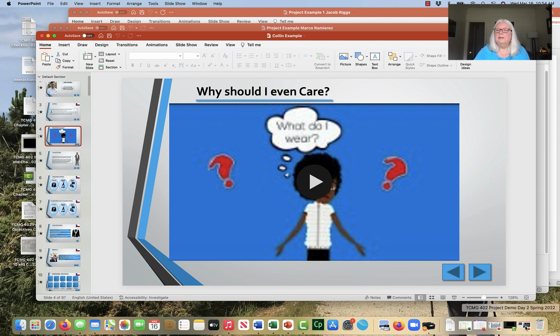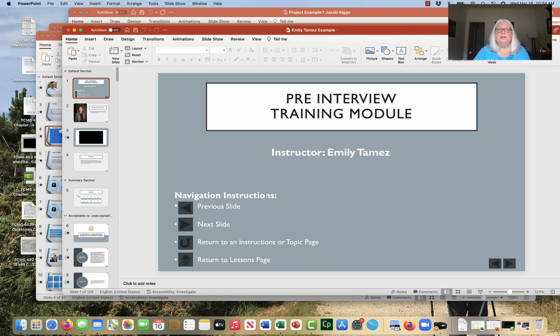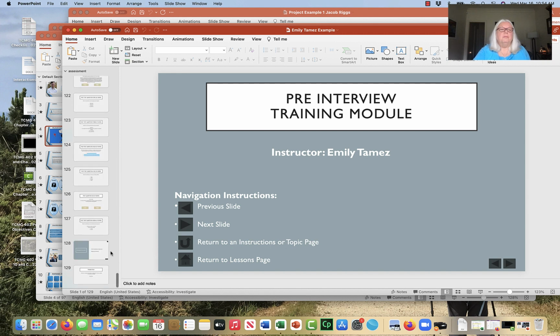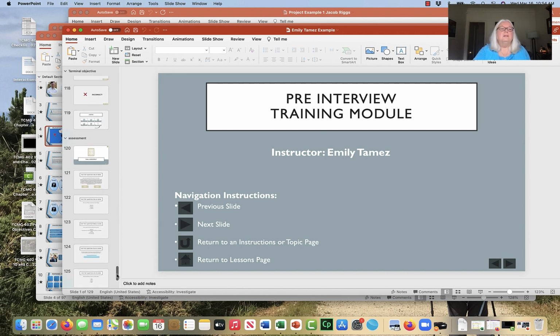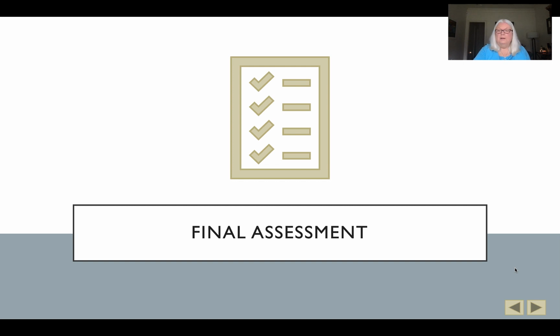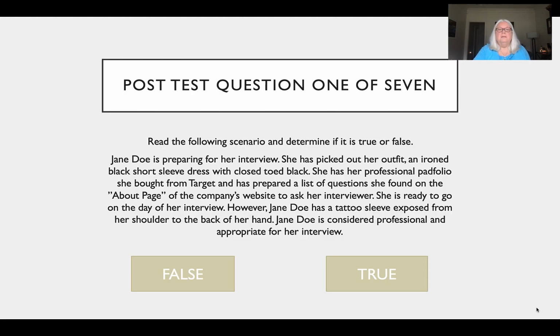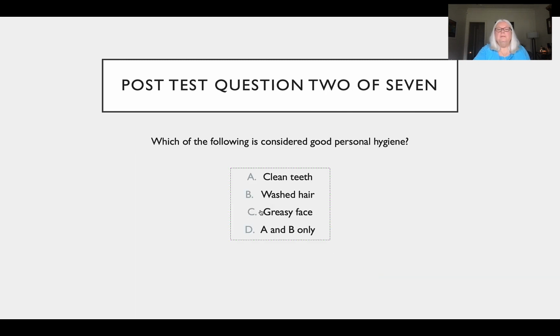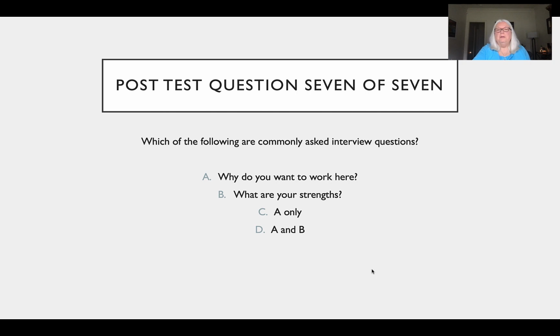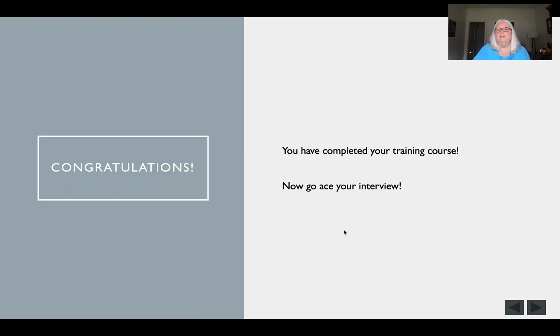Okay, and I think, here's Emily. We haven't looked at hers much, but on slide 120 is her final assessment. So if I go here, final assessment. She has a post-test question. See, it doesn't give me feedback. I just go through the questions. She has 7, but you're probably going to need more to cover the number of objectives we have in this case. Okay, you've completed your training course, go ace your interview. So that's the post-test.